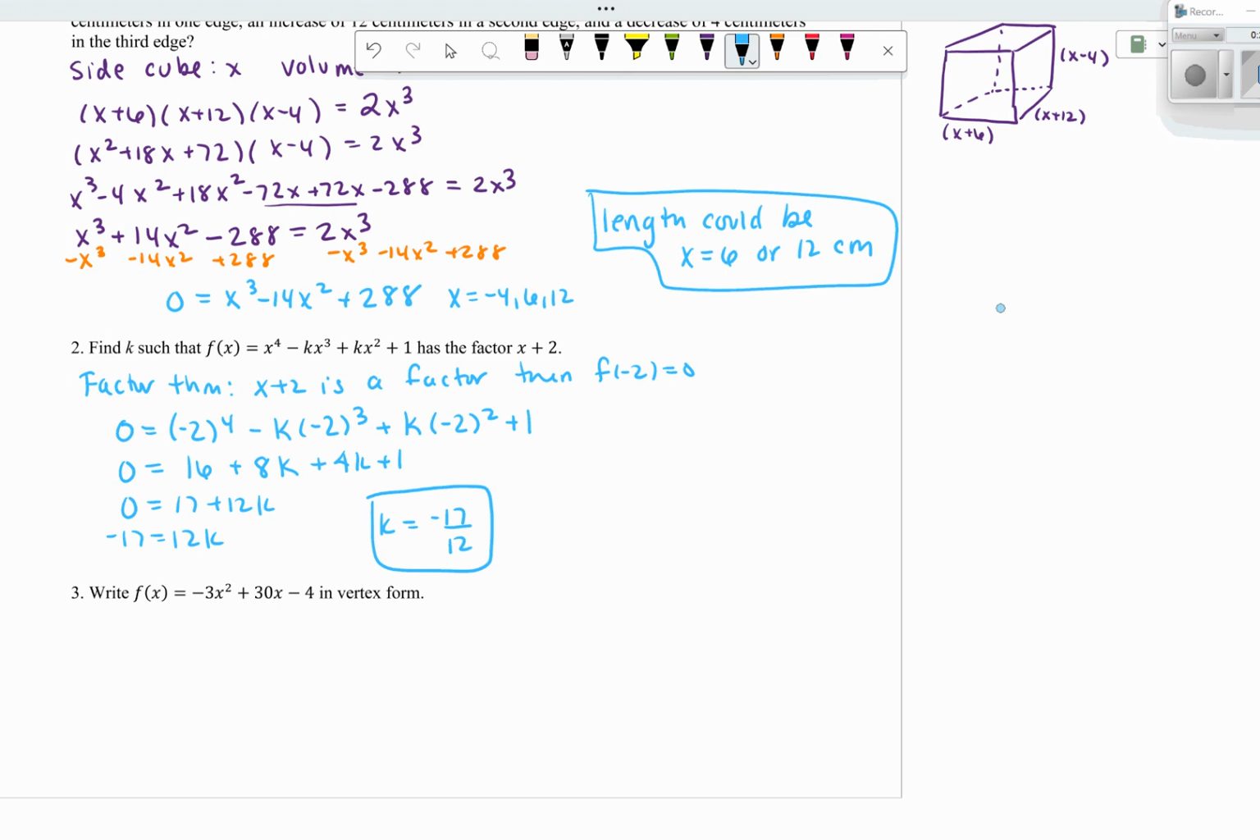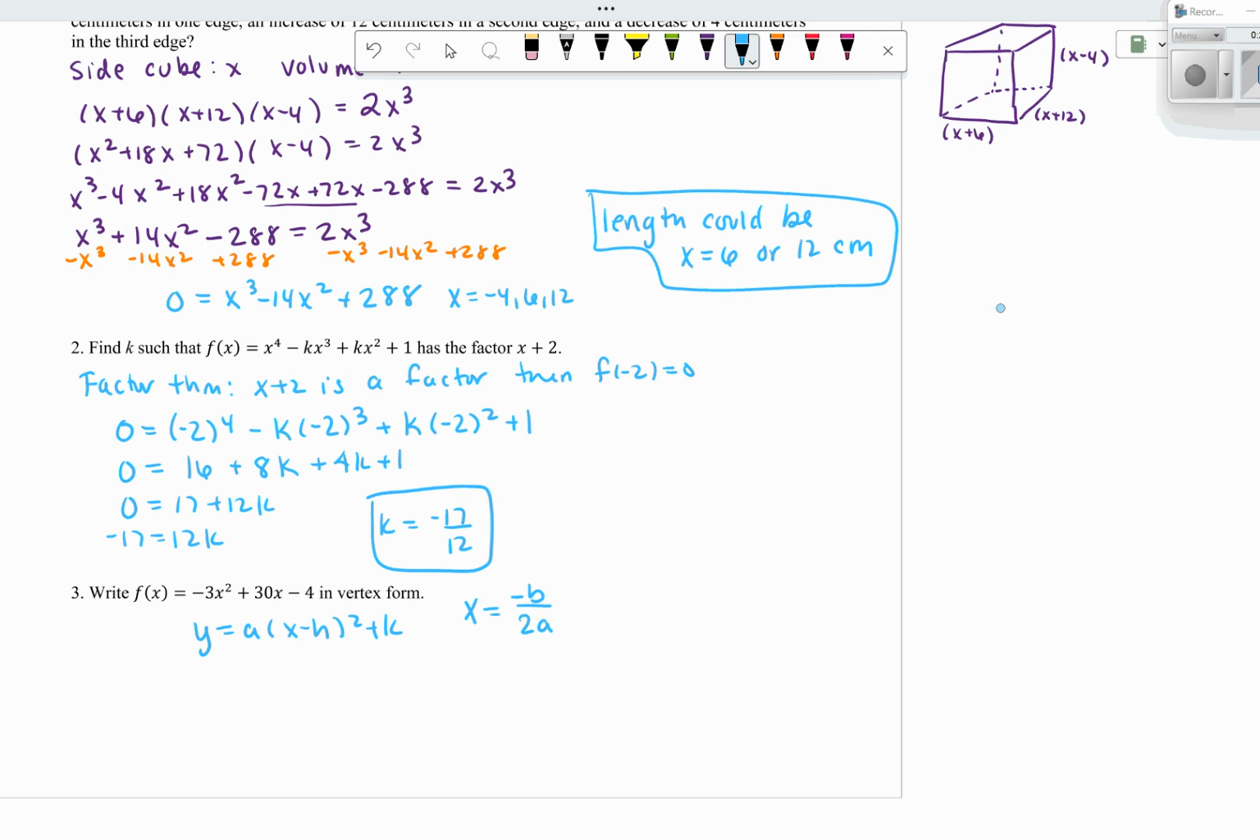And again, you could also do this using synthetic division, and then just using your remainder 0 and working backwards. That would also work. And then the last one says, write f of x equals -3x squared plus 30x minus 4 in vertex form. So this is quadratic, so y equals a times x minus h squared plus k. So if we want to write this in vertex form, we want to find the vertex. And remember, we learned in Math 2, to find the x coordinate of the vertex, it's -b over 2a.